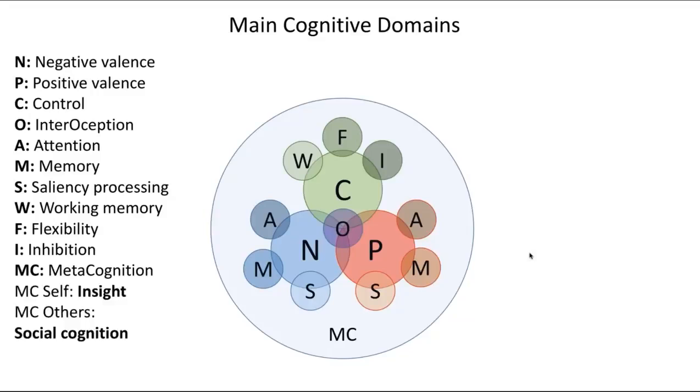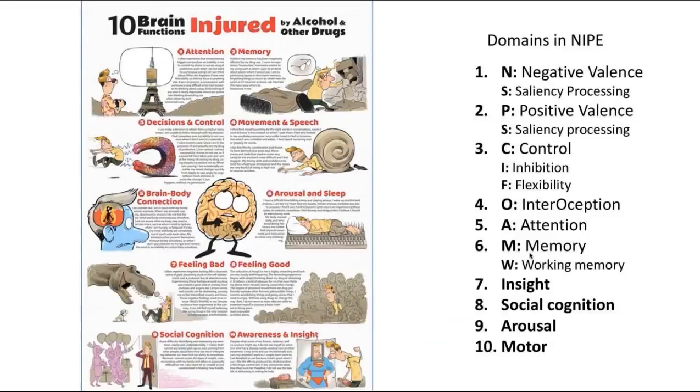And then we have discussed how we have tried to help people understand what is happening inside the brain using this system. And mainly what we are discussing today is what we call feeling bad and feeling good. And these are basically the negative valence and positive valence systems.